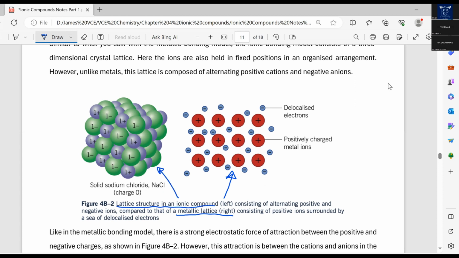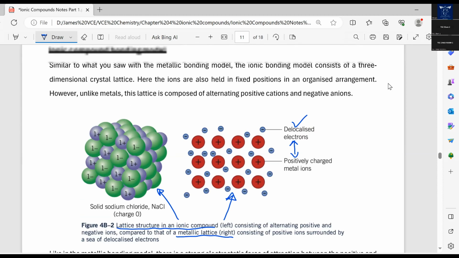So you should be able to draw alternate positive and negative ions. There is no delocalized electron. Here, in the metal, we have delocalized electrons. The bonding is formed between these delocalized electrons and the positively charged metal ions. Combined together, that gives you the metallic structure on the left side. But for the ionic lattice structure, we need to be able to draw this.